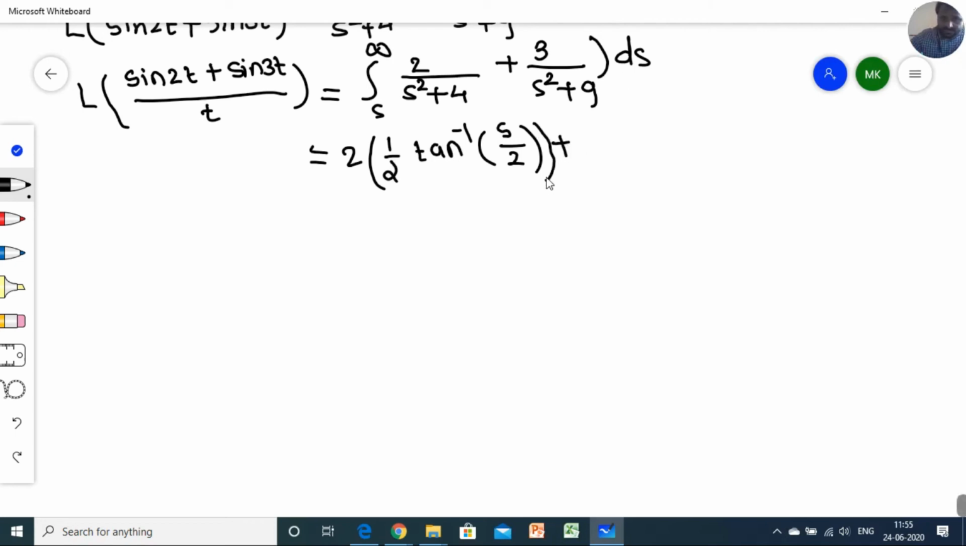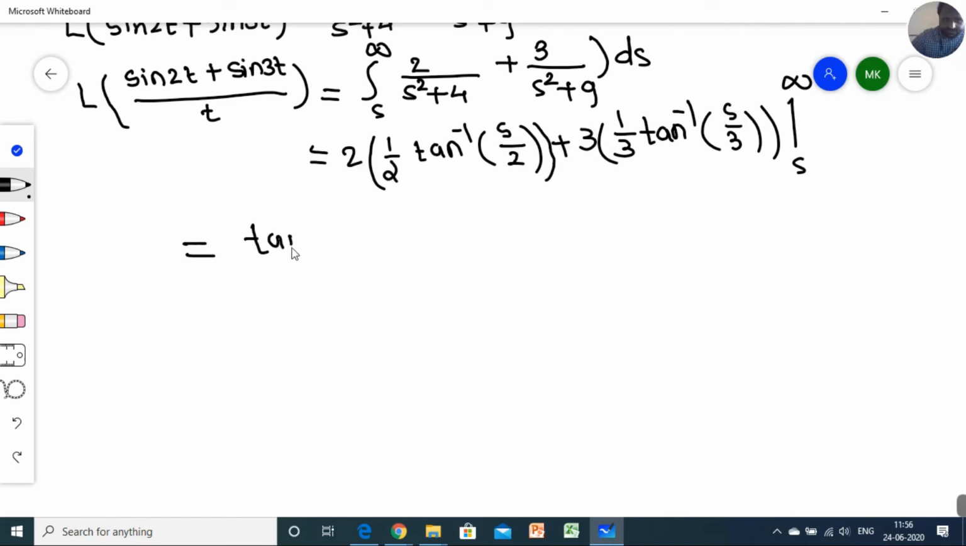Plus, this part completed. Similarly, 3 I am taking outside, this will become 1 by 3 tan inverse of s by 3 here. So the 3s and 2s get cancelled, and the limit is kept as it is, s to infinity. While substituting the upper limit, the 2s get cancelled, the 3s get cancelled. I will get tan inverse of infinity plus tan inverse of infinity.